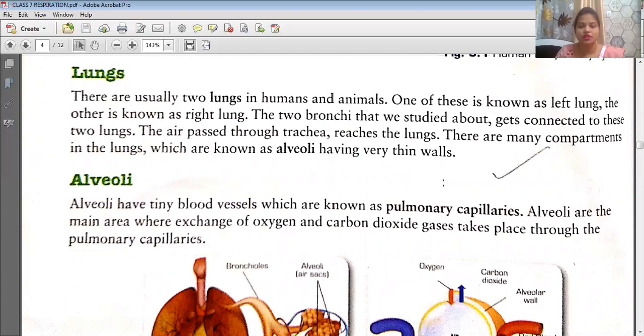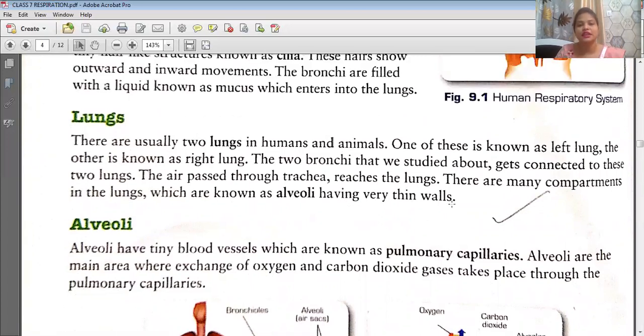Usually, there are two lungs in humans. One is the right lung and one is the left lung. This is the case in animals also, not only humans. One pair of lungs is there, one on the right side and one on the left side. One of these is known as the left lung and the other is known as the right lung.